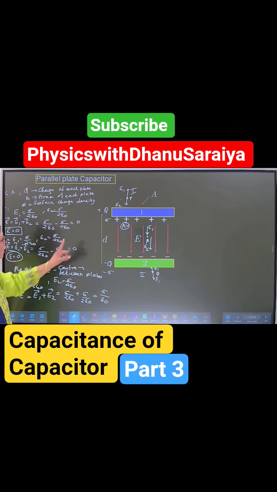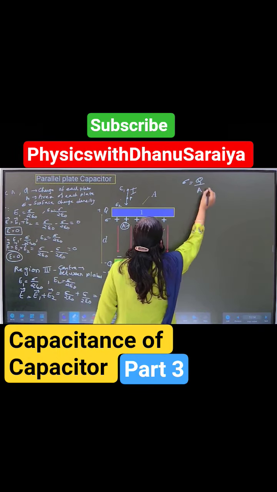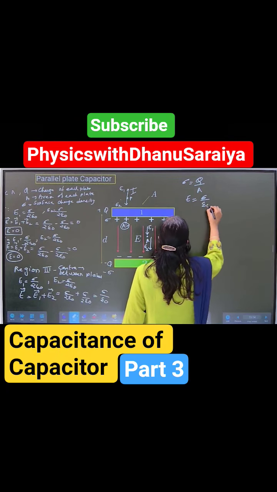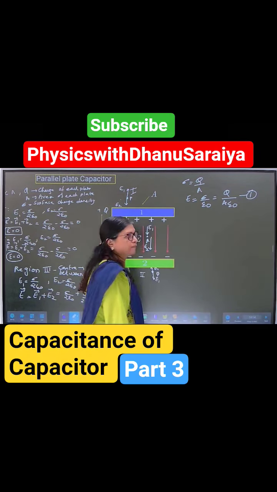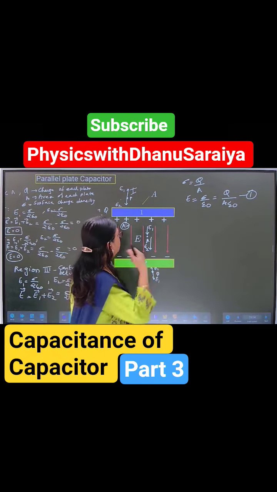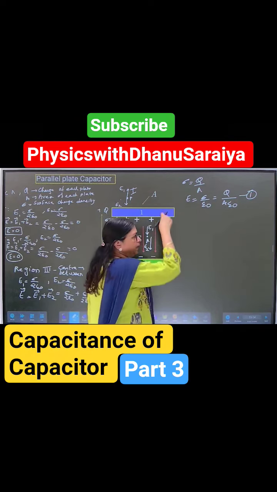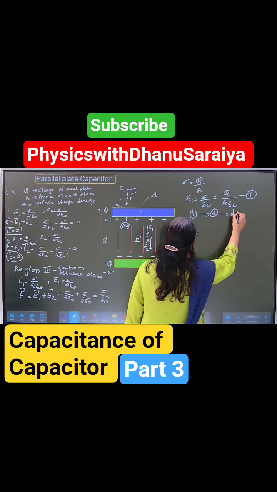Fine. Okay. Now sigma is equal to surface charge density, Q upon A. So just substitute it in E is equal to sigma upon epsilon naught. We get Q upon A epsilon naught. Let us name this as equation 1. Okay. Now we also know what is its direction, from plate 1 to plate 2. That is its direction.